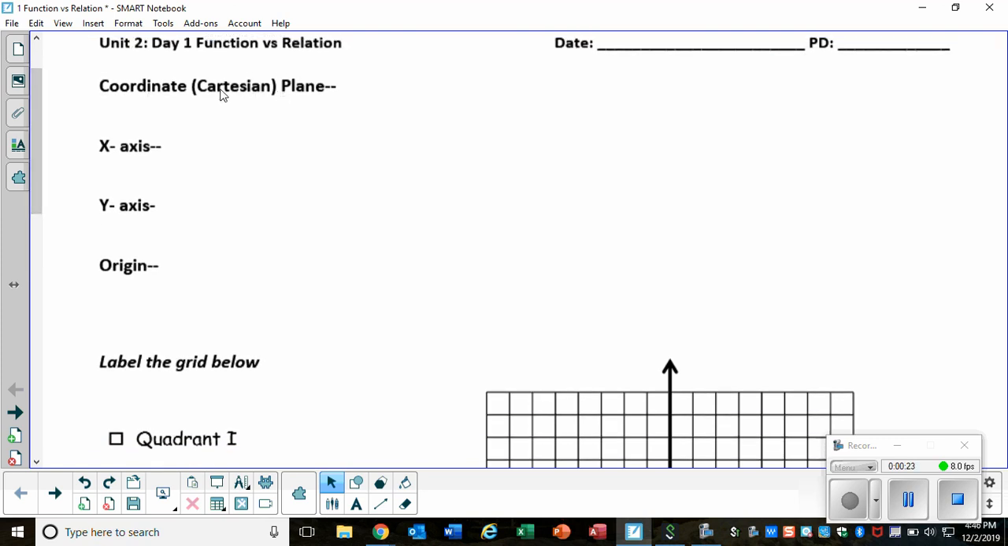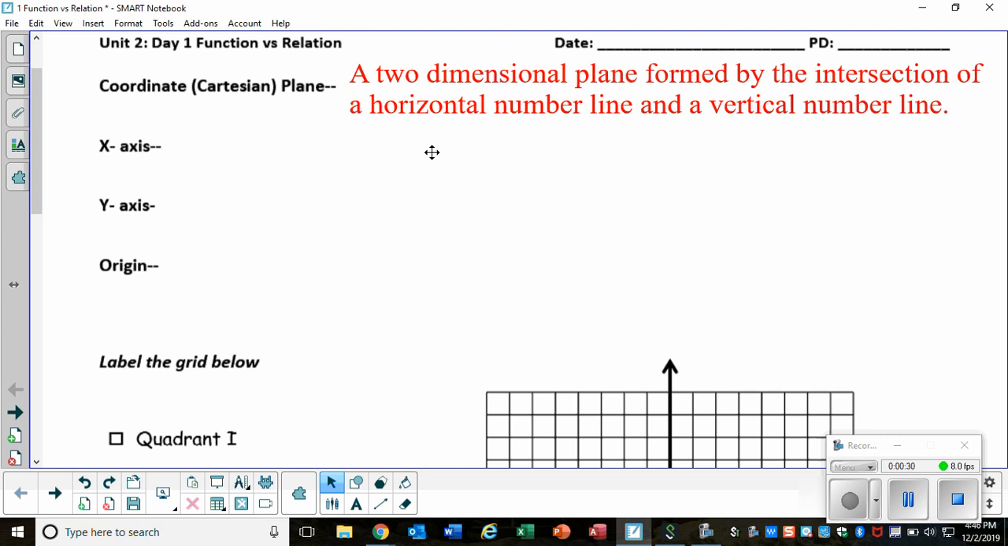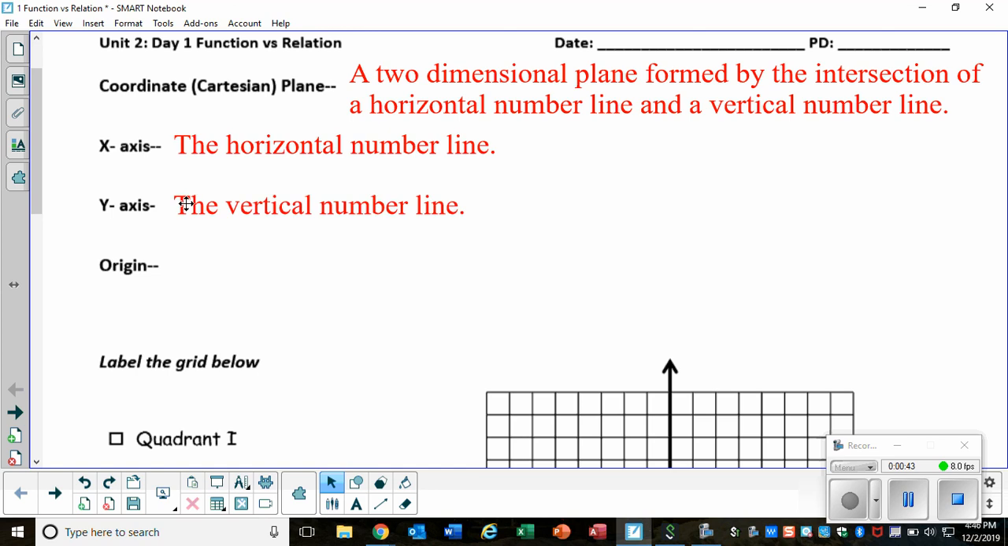A coordinate plane, also known as Cartesian, that's the formal name for it, is a two-dimensional plane formed by the intersection of a horizontal number line and a vertical number line. The x-axis is the horizontal number line, and the y-axis is the vertical number line. The origin is where the x and y axis cross, okay? And that ordered pair is 0, 0.